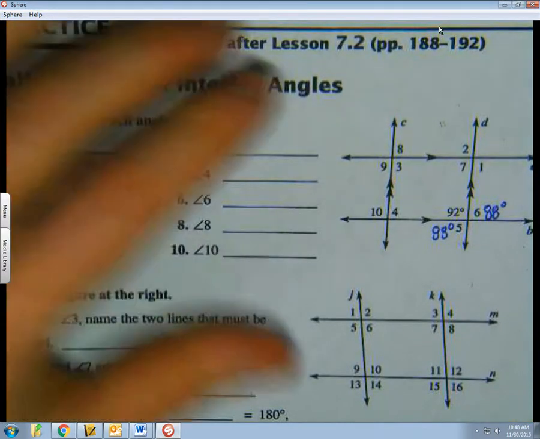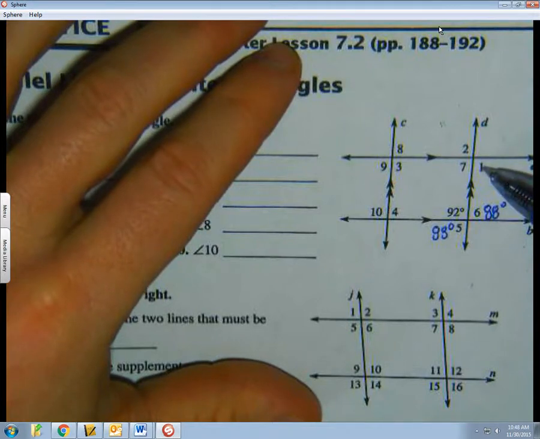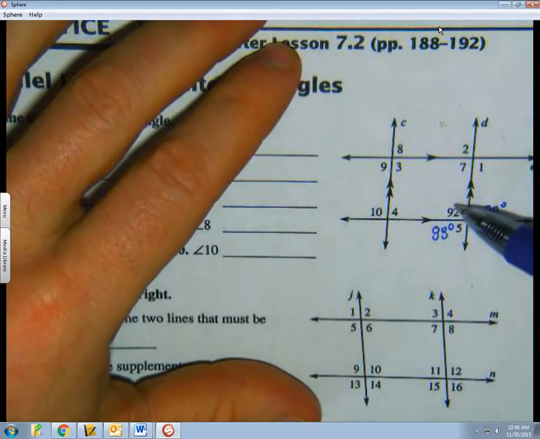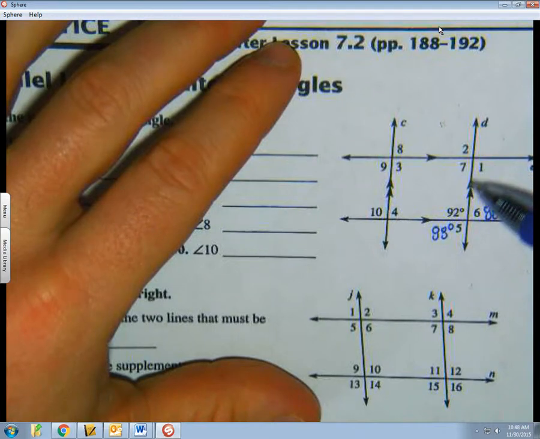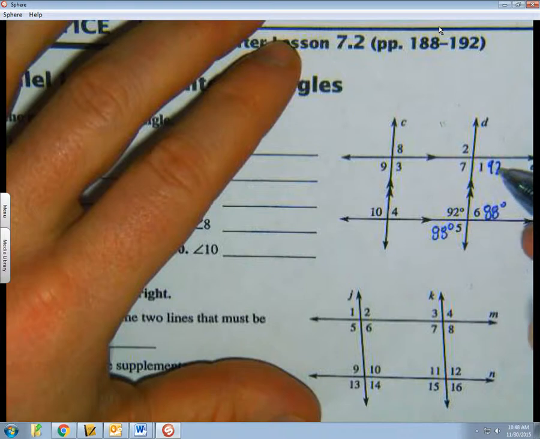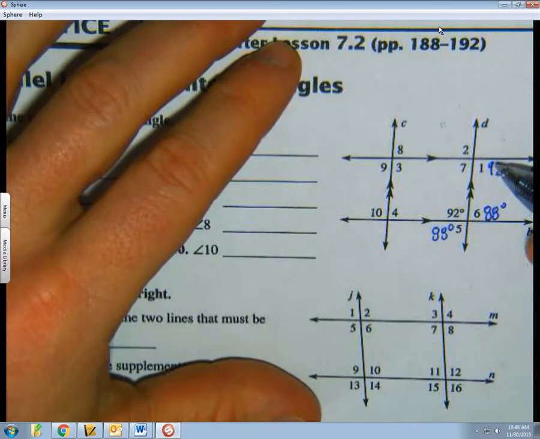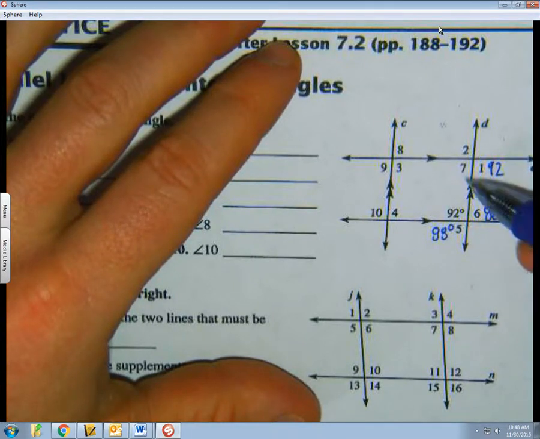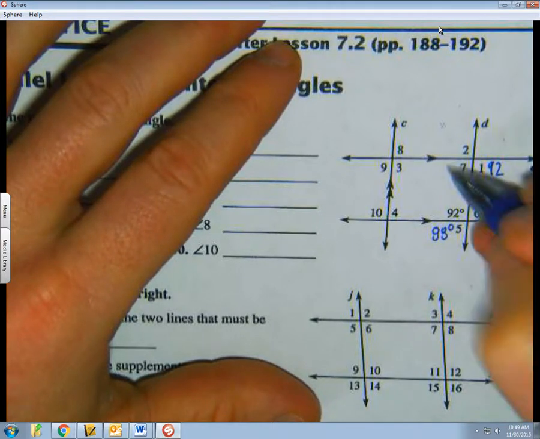Okay. Now, 1 is both an alternate interior and a same side interior with 6. So either way you look at it, these 1 and 6 will add up to 180, and 1 and 2 are the same. So if that's 92, that's 88, that adds up to 180, and those are the same. Okay. Again, alternate interior are going to be the same, so that should be 88, and 1 and 7 should add up to 180, so that works.